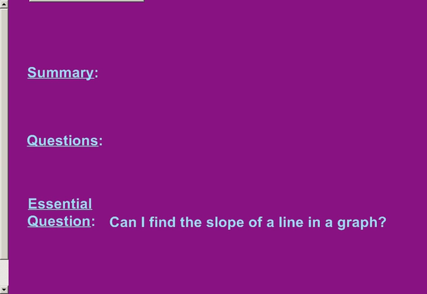Jot down a summary. Scribble down any questions that you may have that you need to come in for tutorials and get answered. And always keep in mind your essential question. Can I find the slope of a line in the graph?